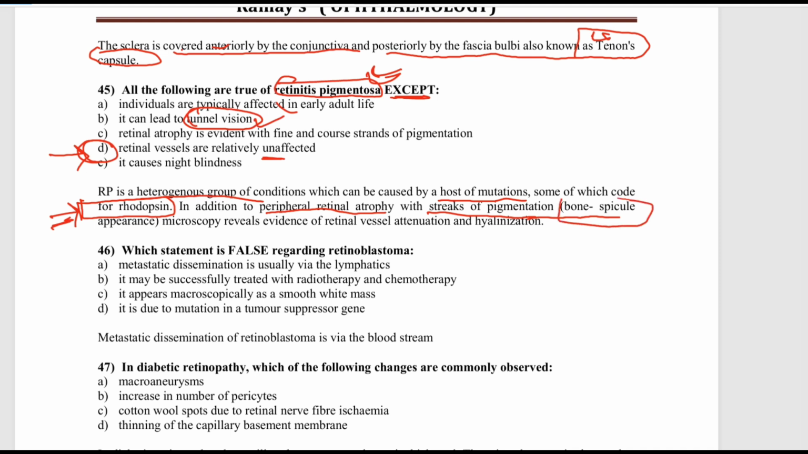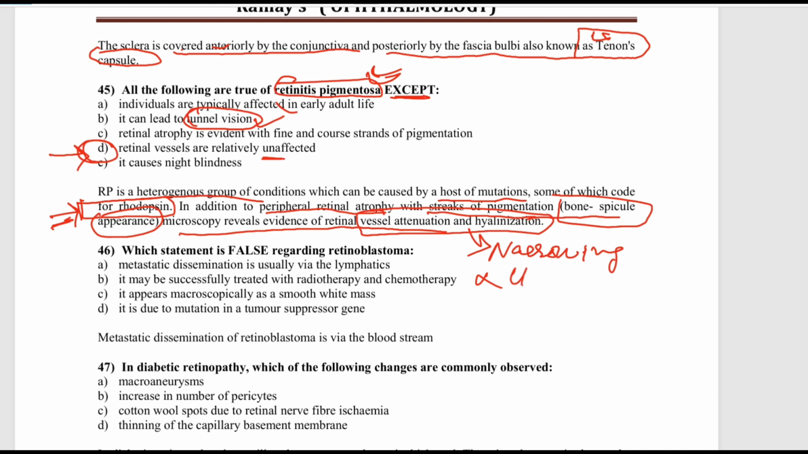There is a bone spicule appearance. Microscopy reveals evidence of retinal vessel attenuation and hyalinization. It means that retinal vessels are affected. So it leads to retinal vessel attenuation, narrowing, and thickening and a glossy appearance of the vessels.